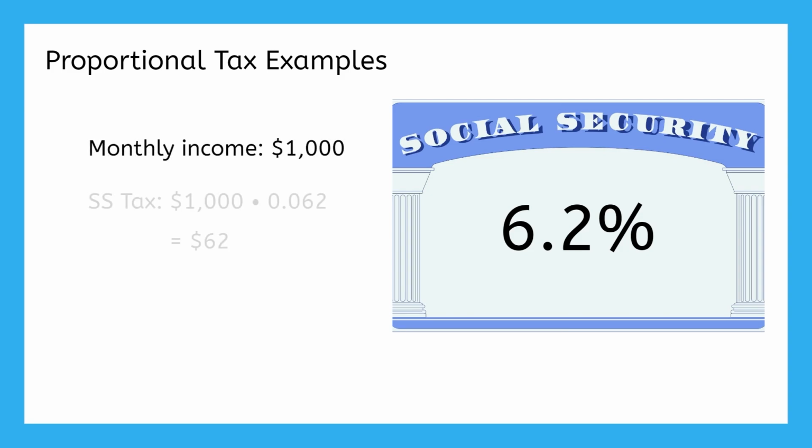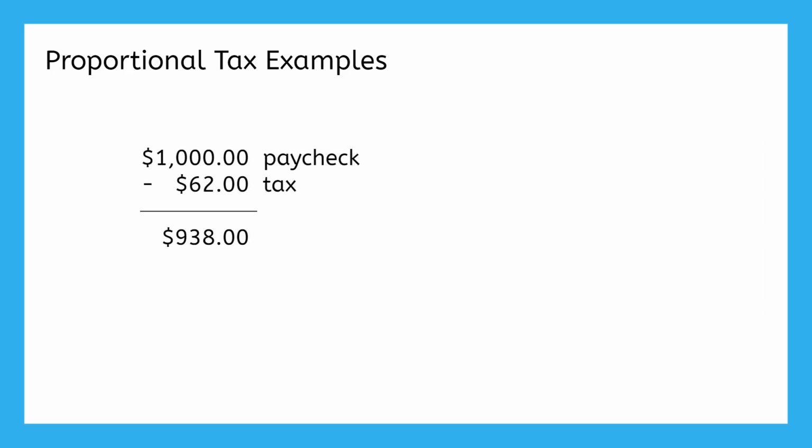If you make $1,000 a month, you're taxed $62. If you make $10,000 a month, $620 will be taxed. Always the same proportion, so it places an equal burden on everybody. At least in theory. That person making $1,000 would only be left with $938 to get through the month.